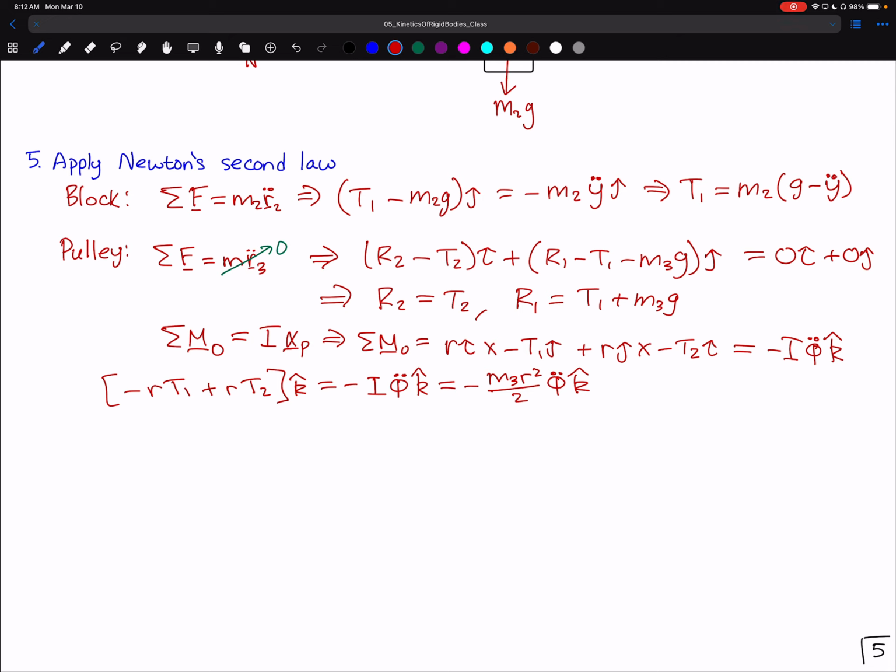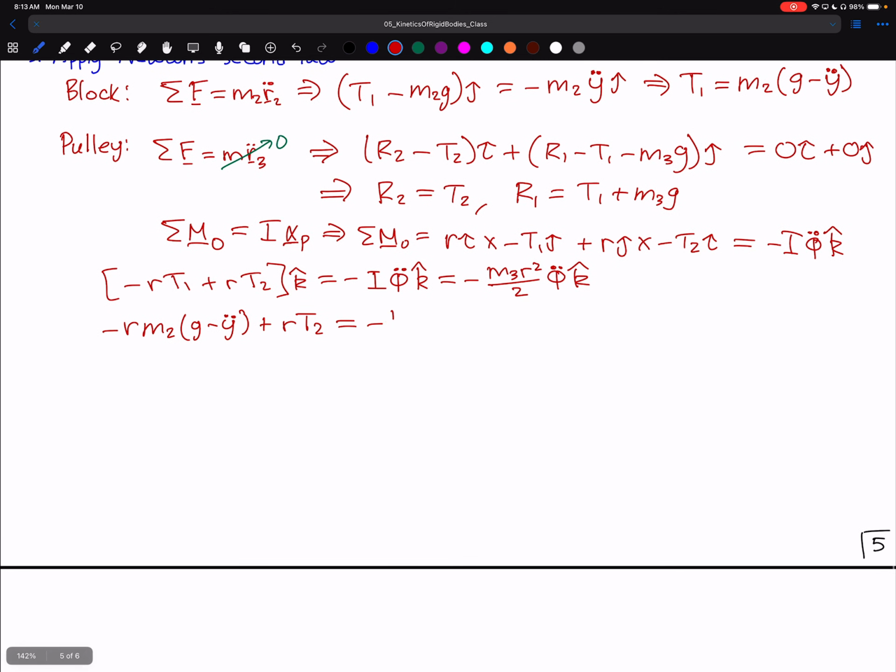So from here, let's go ahead and substitute in for T1. So this is going to be R M2 G minus Y double dot plus R T2. We're going to drop the k hats because everything's in the k hat direction. We'll get minus M3 R squared over 2 phi double dot. And now we'll be able to solve for T2. And we'll find that it's not equal directly to T1 because we've got some inertial term due to the pulley. Okay, so from here we solve for T2. And T2 will be equal to minus M3 times R over 2 times phi double dot plus M2 times the quantity G minus Y double dot.